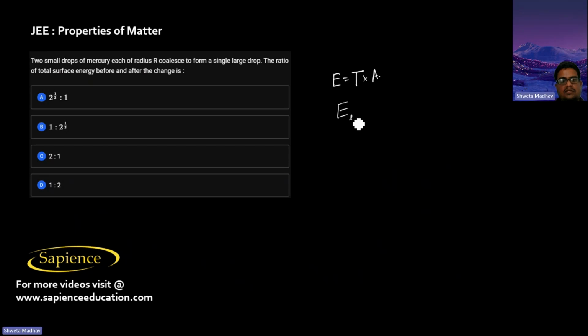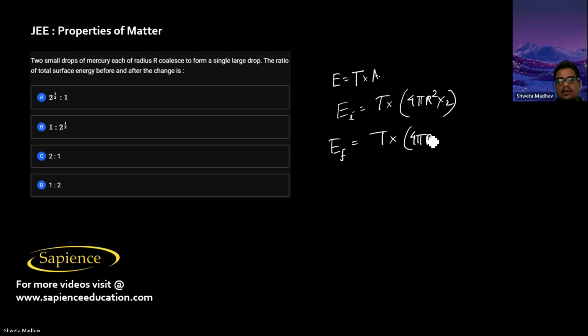So the initial surface energy before the change will be equal to the surface tension into the total surface area, which will be 4 pi r square into 2, since two small drops are there. The final surface energy, after the change, will be the surface tension into 4 pi r1 square, where r1 is the new radius of the large single drop.